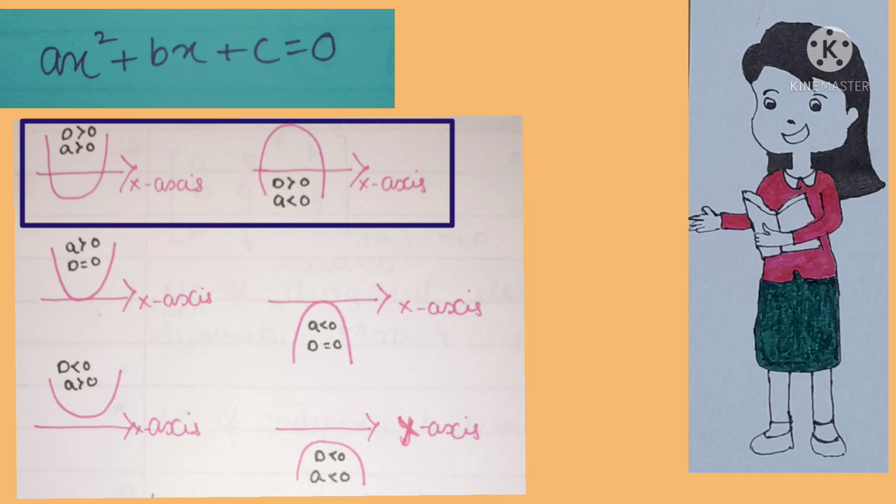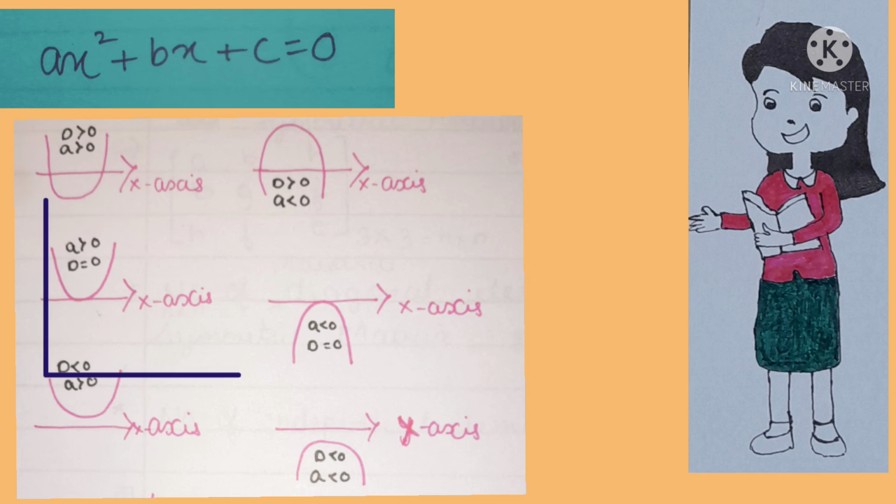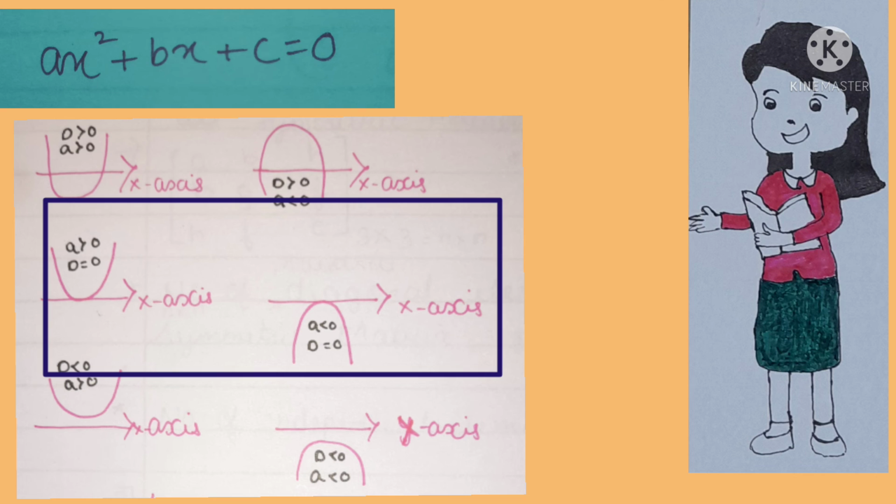Now the nature of the graphs depends on the discriminant value, the D value. If D is greater than 0 and a is greater than 0, we have seen the graph over here. If a is less than 0 and the discriminant is greater than 0, then we will get this graph. This is the nature of the graph, and we will get 2 solutions. If D is equal to 0, then we will get only one solution, one point of intersection, whether a is greater than 0 or a is less than 0.